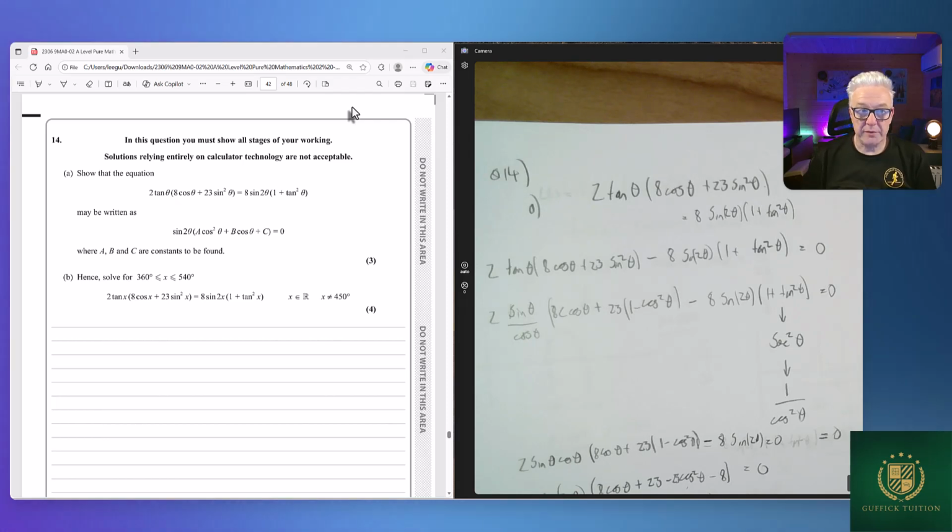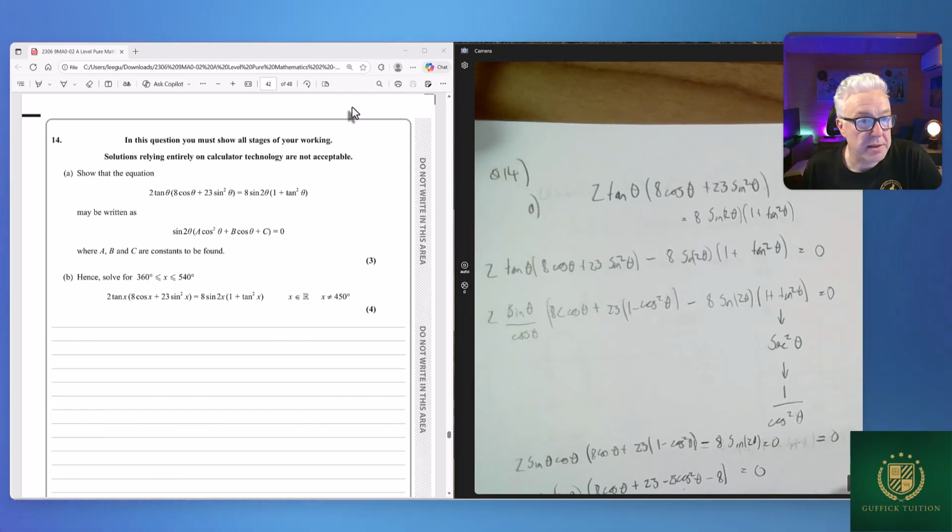Hi everyone, this is question 14 now on the paper. So this is paper 2 from 2023. Okay, so it says, show that the equation 2 tan theta + 8 cos theta + 23 sine squared theta = 8 sine 2 theta (1 + tan squared theta) can be written as that expression there.